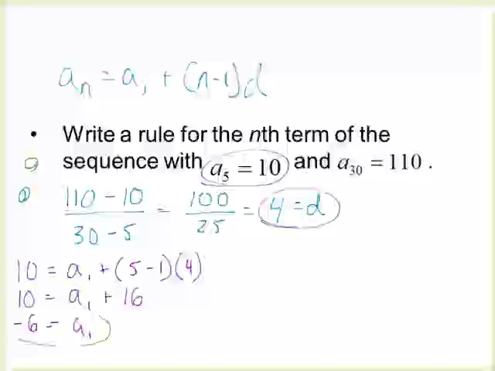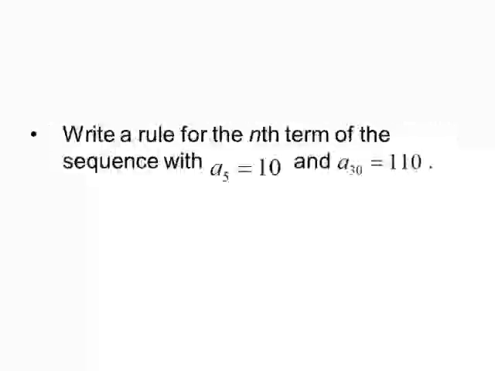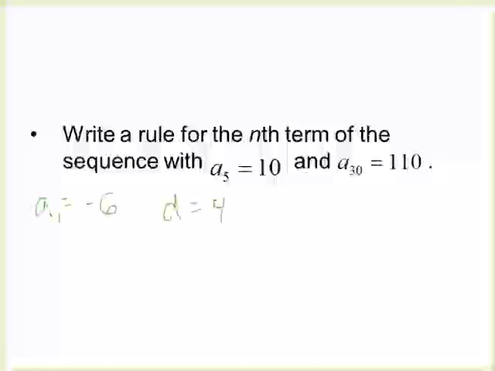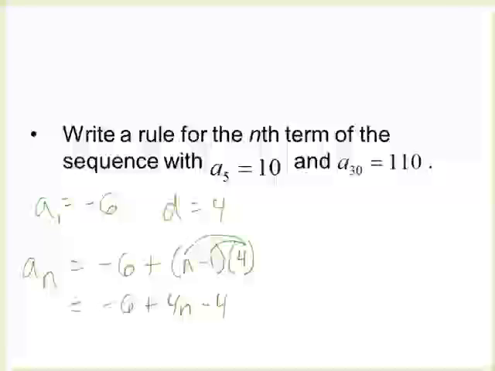Then we take our starting term and, oops, there's no way to get it back. Okay. We'll take our starting term, which we just found was -6, and our difference, which we had found was 4, and write our rule. So a sub n is a sub 1 plus n minus 1 times d. Distribute in. And combine like terms.